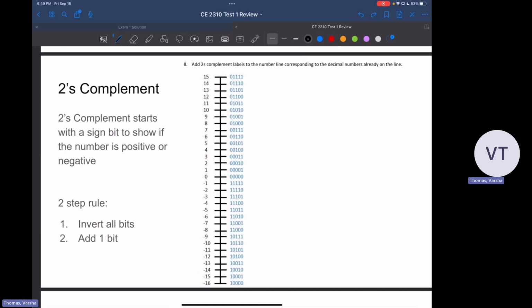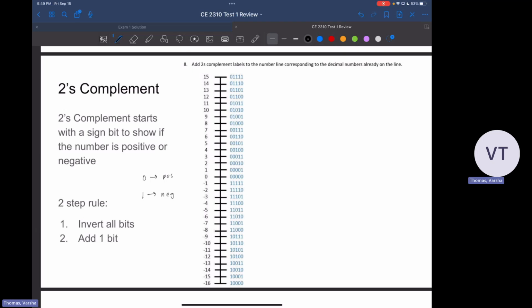So 2's complement, basically what it is, in the front there is a sign bit. Okay, if the first bit is a 0, this means it is a positive number. If it is a 1, it's a negative number. Because otherwise we have no way of finding out. It all looks the same. It's all 0s and 1s, right?